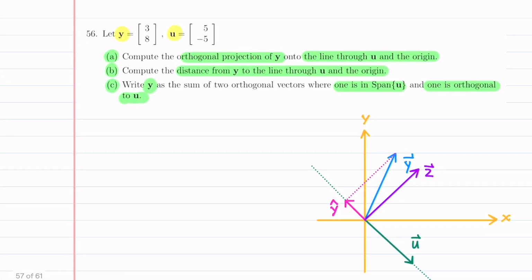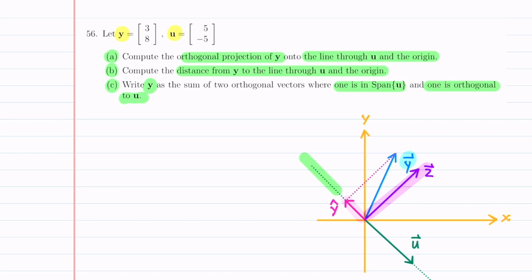To help us visualize this problem better, I went ahead and graphed down here on the right our vector y and our vector u. So what's going to happen is we're going to take our vector y in blue, we're going to project it onto our line right here through our vector u and the origin. And then our vector in pink, that is our projected vector. And then we can also create a vector, which I'm going to call z, that is orthogonal to our projected vector y hat.